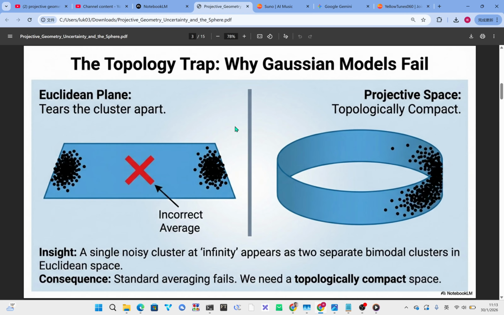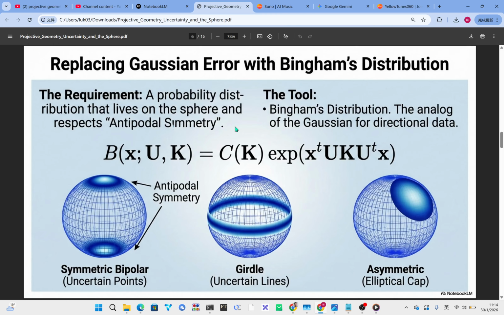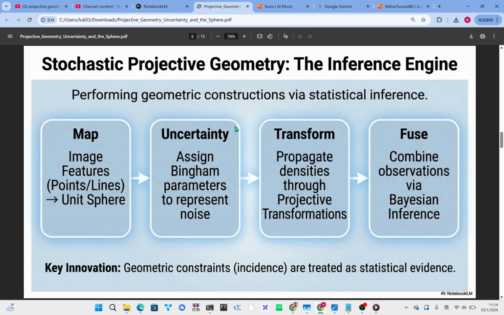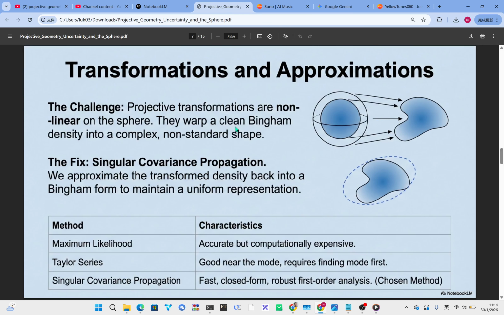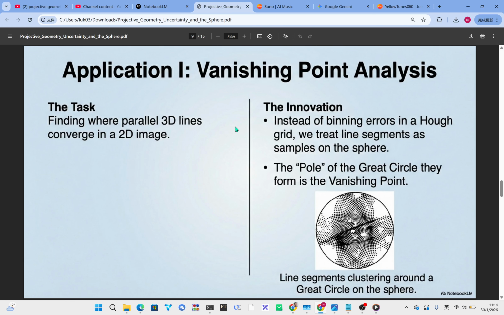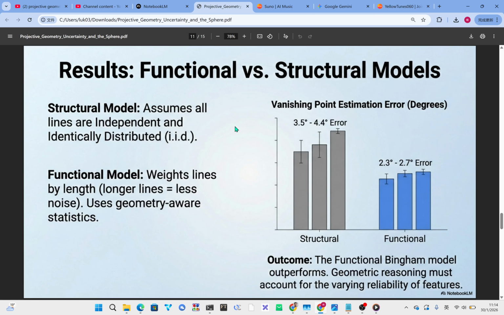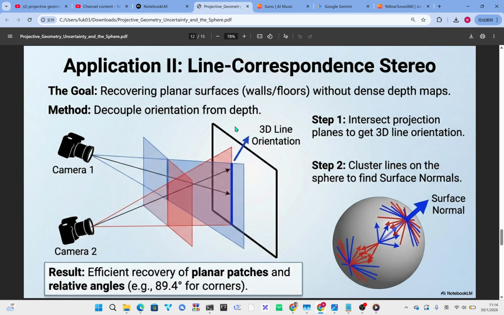I want to leave the listener with a thought that occurred to me while reading this. We've been talking about how to make computers see like humans, but it makes me wonder about our own brains. We don't perceive the world as a grid of X, Y, and Z. When we look down that hallway, we don't calculate coordinates. Do you think our brains are running something like Bingham's distribution? Are we mapping our visual field onto an internal sphere?